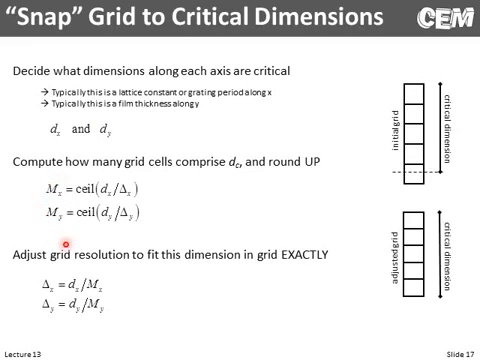So now that we have these integers, we just tweak our resolution parameters again by saying the critical dimension divided by the number of cells we just calculated, and now we're guaranteed to represent these critical dimensions with an exact number of cells in the grid. Now if we have 2 critical dimensions within the same axis, you're going to have to just choose one or the other, or make one an integer multiple of the other, or something like that.